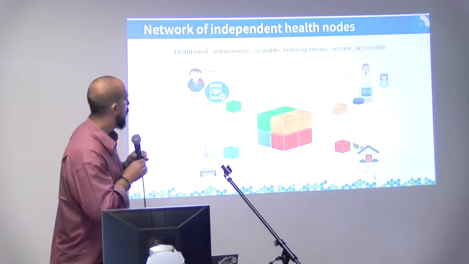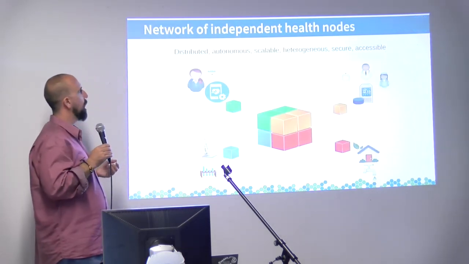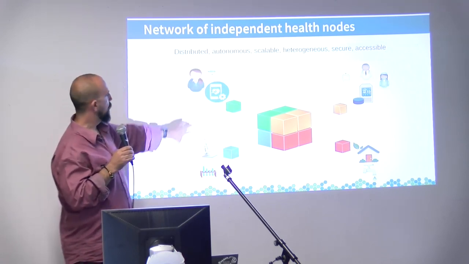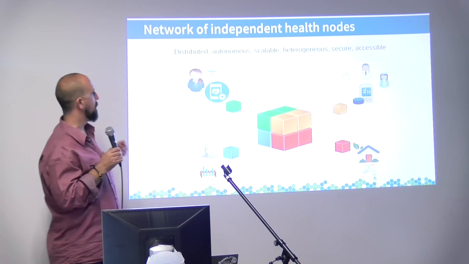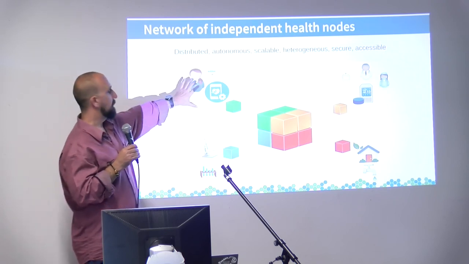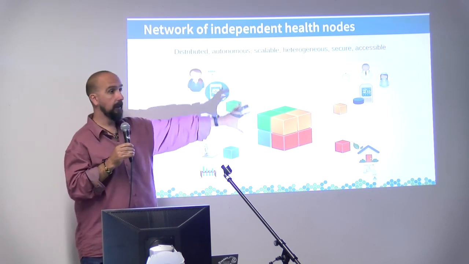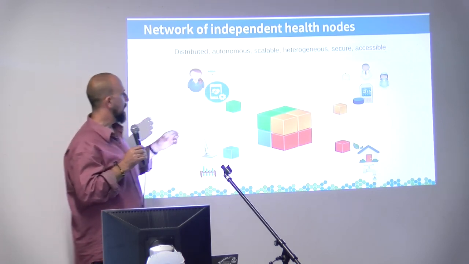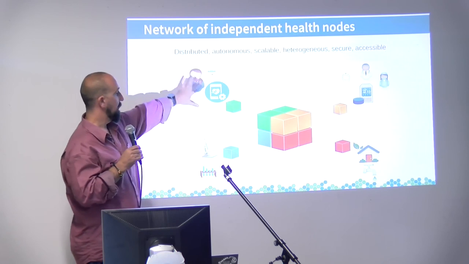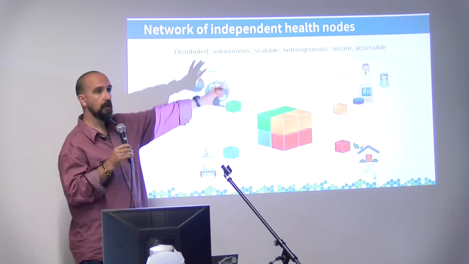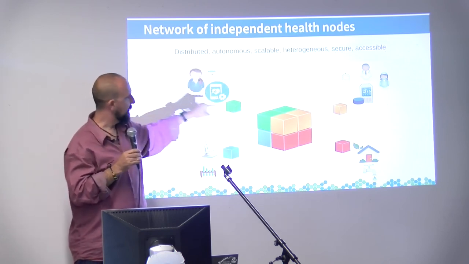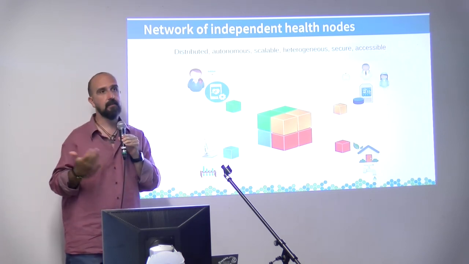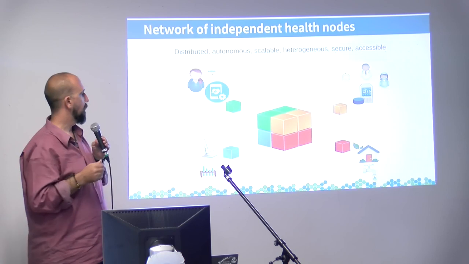So what is the idea behind the Federation? Well, we have nodes. Each of these icons represents a node, and a node is autonomous. They don't need the network to work fully functional. It's heterogeneous. They can use different technologies, but yet they can communicate with each other. And of course, it must be accessible and secure.